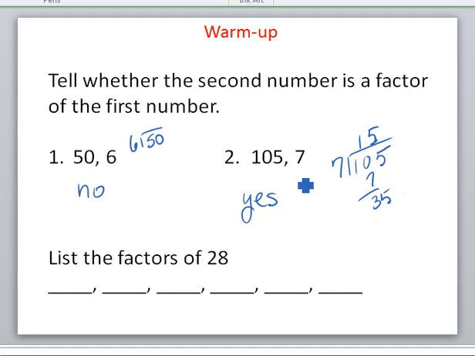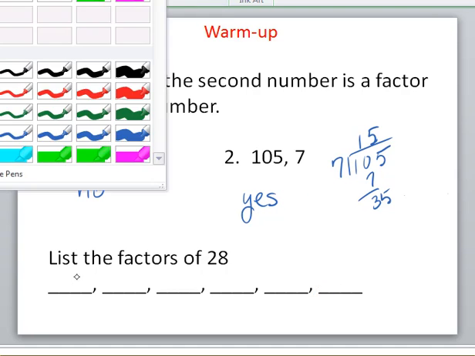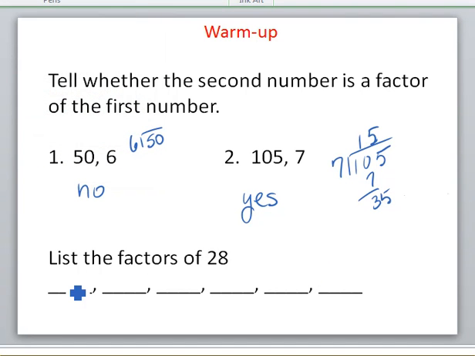Listing the factors of 28. When I list the factors, what I like to do is start with 1 and then put 28 down. So we'll go from 1 to 28, then I say the next highest number, 2. Does 2 go into 28? Yes, it does, because it's even. 2 times 14 is 28.